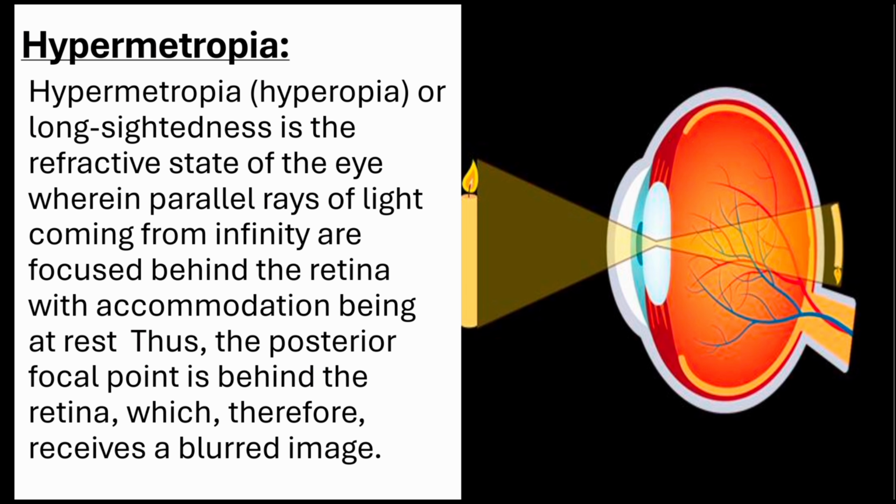And second topic is hypermetropia. Hypermetropia is also known as hyperopia or farsightedness. It is a type of refractive error where distant objects appear clearer than near objects because the light rays entering the eye focus behind the retina. And the real definition is, it is a refractive state of the eye wherein parallel rays of light coming from infinity focus behind the retina when accommodation is at rest.